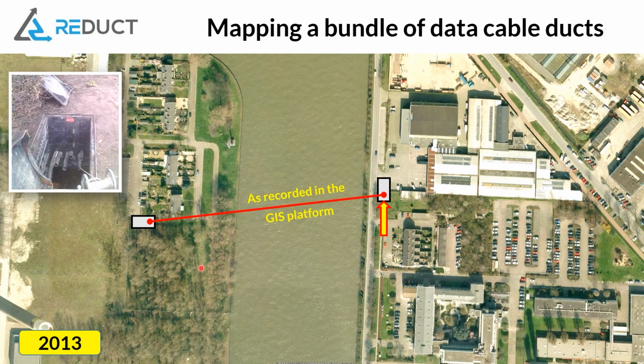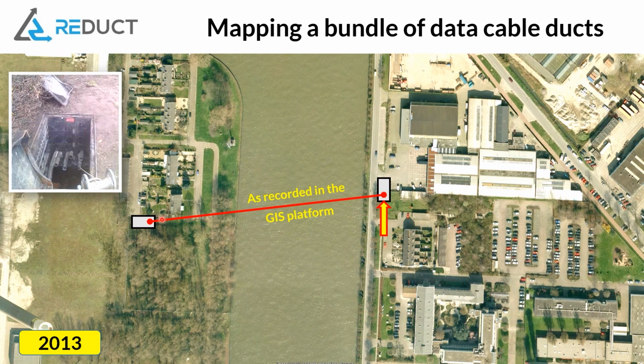So here, this is back in 2013, we see a line that was the line in the GIS platform of the network owner. And there were two manholes, as you see over here. This type of manhole is for a data duct, by the way. It's a 40 millimeter ID duct, the standard DN50 size pipe. And there were two manholes, one here and one here.